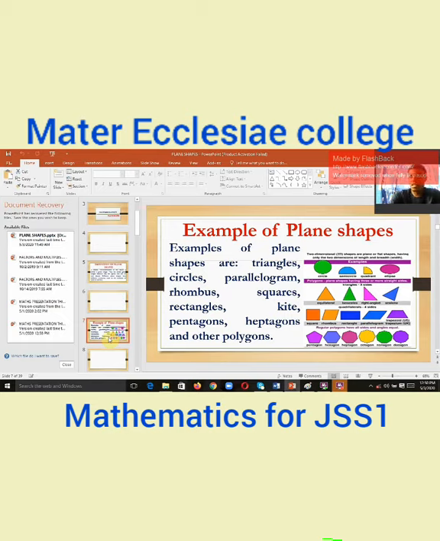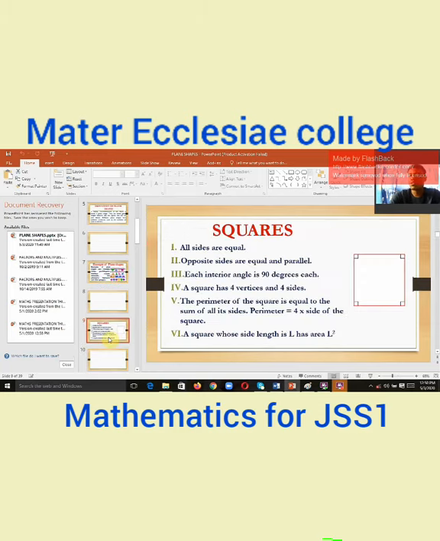So let's quickly look at the attributes of some plane shapes. Let's start with a very common one. Let's look at the square. When I was in primary school, my teacher told me that a square has 4 equal sides and 4 equal angles. One unique property of a square is that it has 4 equal sides. All the sides are equal. The opposite sides are also equal and parallel to each other.